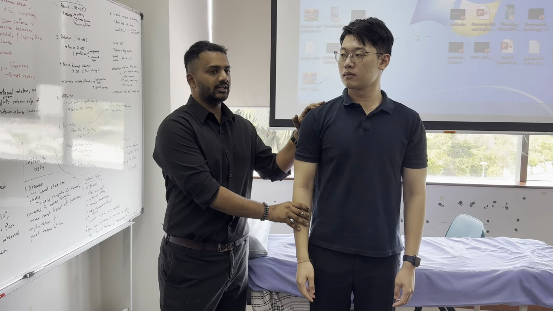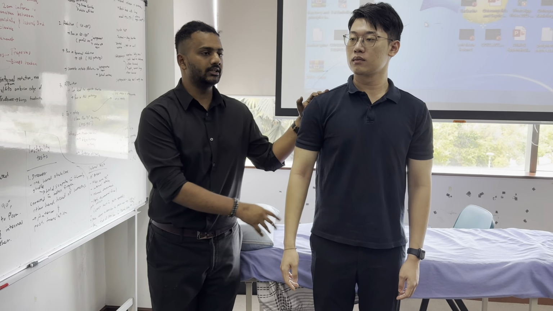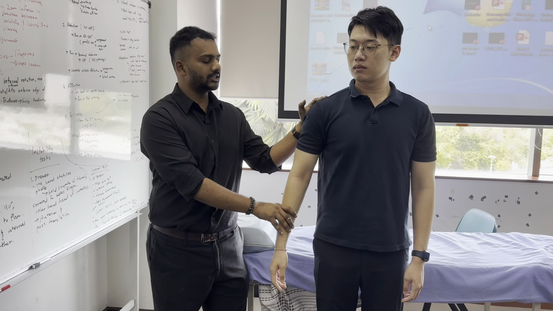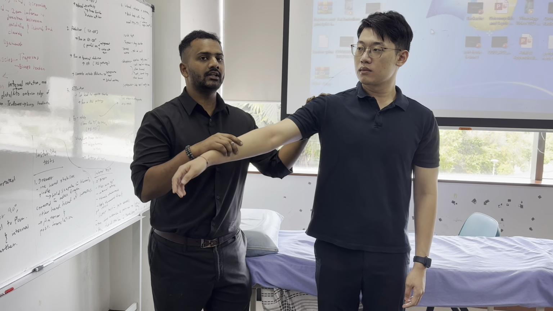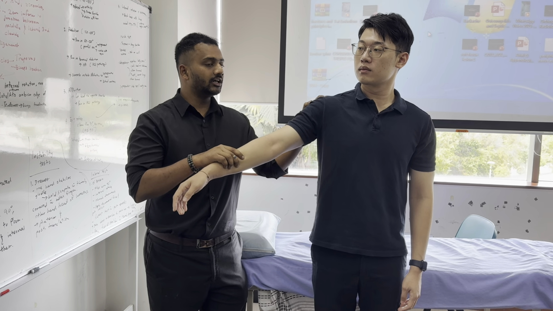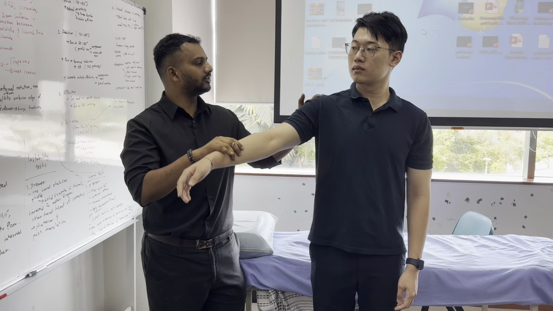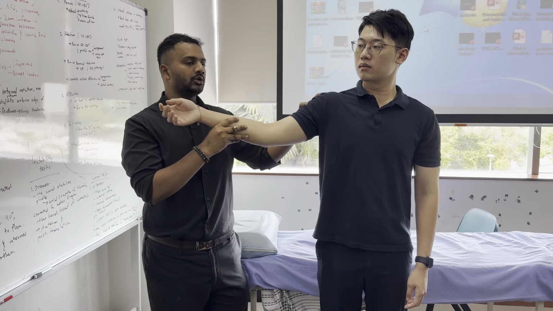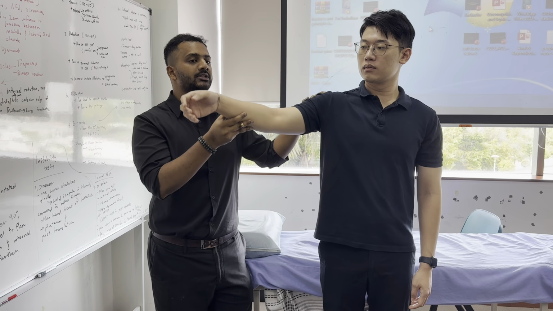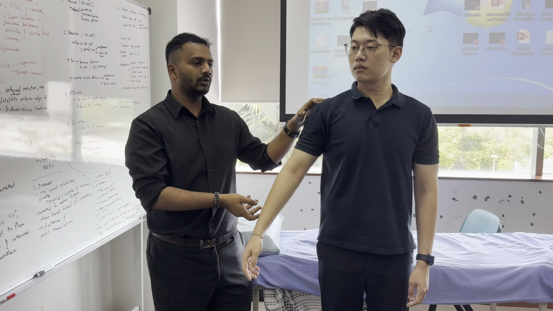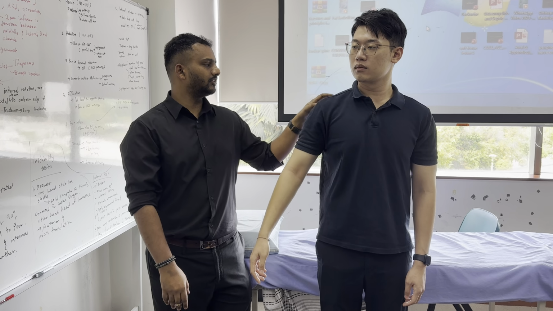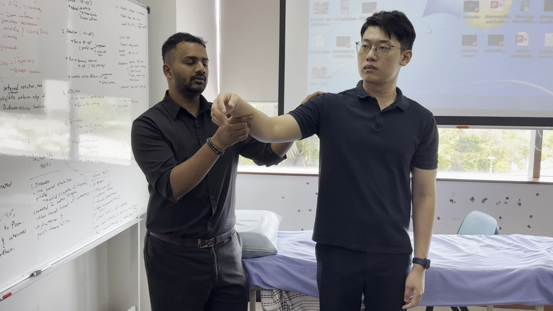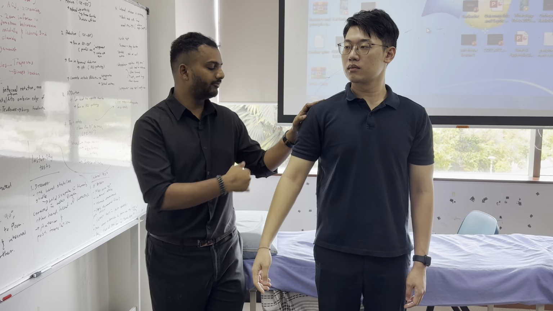So initiation of abduction is supraspinatus. From 0 to 15 degrees it's supraspinatus. 15 degrees to 90 degrees is actually deltoid. Then above 90 degrees you need the rotation of the scapula and external rotation of the humerus. So you will need trapezius and serratus anterior for the movement above 90 degrees. So there are many muscles involved.